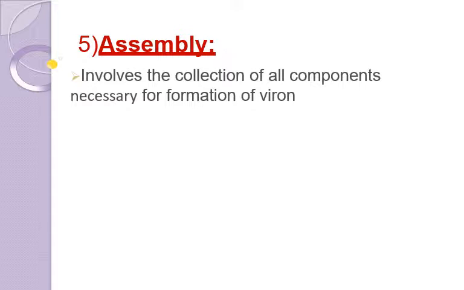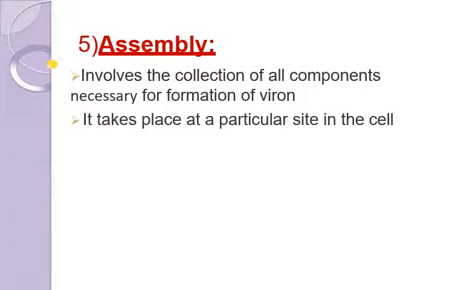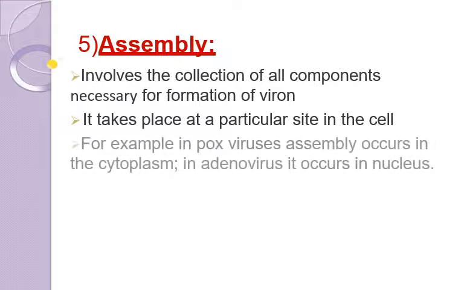Next step is assembly. It involves the collection of all components necessary for formation of virion. It takes place at a particular site in the cell. For example, in pox viruses, assembly occurs in the cytoplasm. In adenoviruses, it occurs in the nucleus.